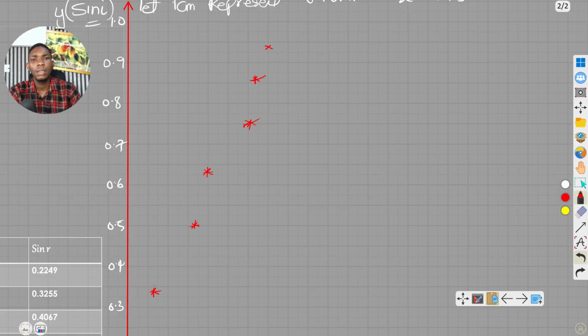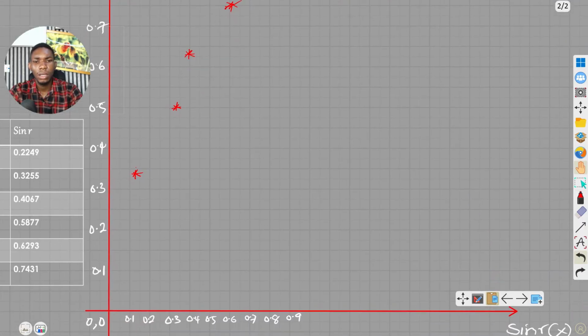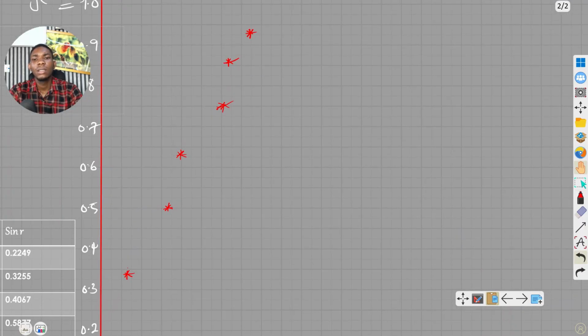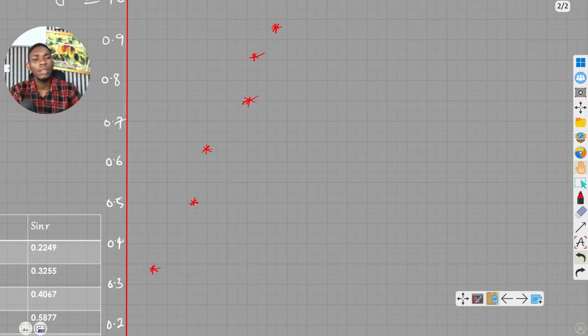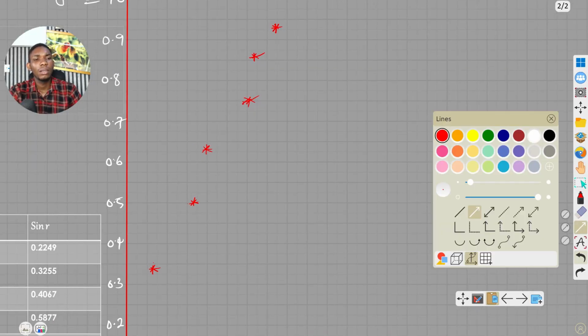Alright, to be somewhere around here. What value is this? 0.6, and this is 0.74, to be somewhere around here. Alright, I believe so. So that will be, yeah, exactly, it's correct. This is our value. So we have to draw the line of best fit. We have to draw the line of best fit.